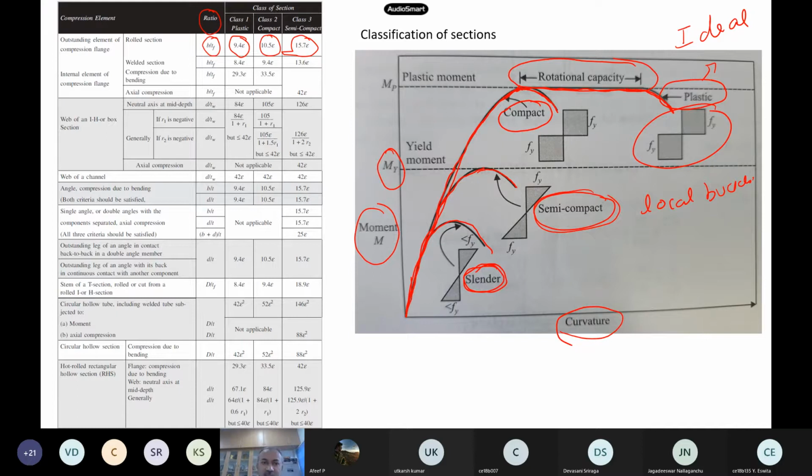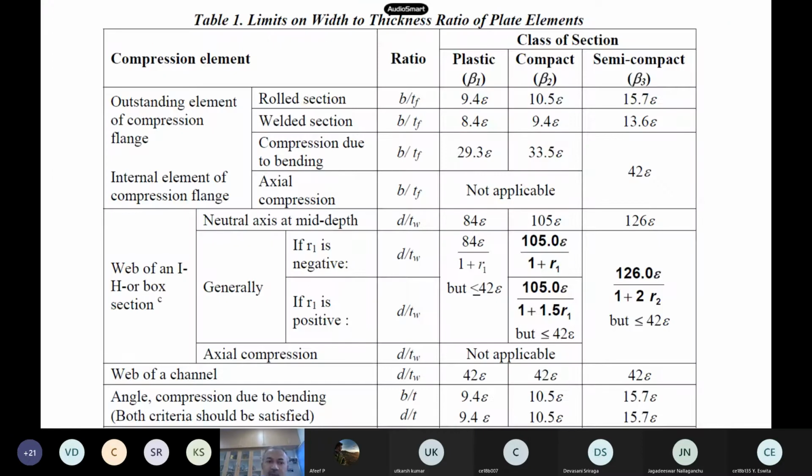So our IS code has the same tables; if I zoom in, it looks like this. If it is a compression element, say any flange of I sections or whatever, and it is a rolled section, which comes directly from the mills in the factories. A welded section means you have welded at the site itself. You have taken some channels and made your own I section. And these are the limiting ratios our code gives. That is b by t, where b is the width of the flange and t is the thickness of the flange.